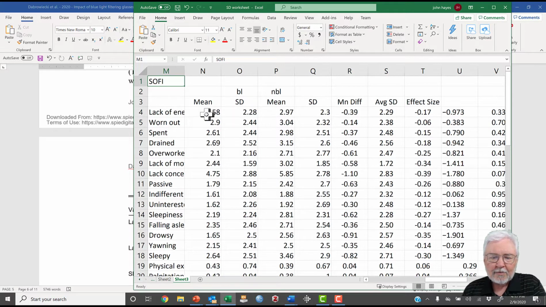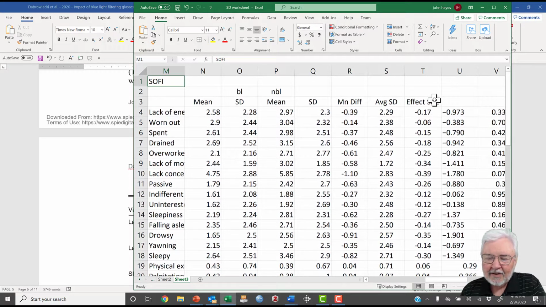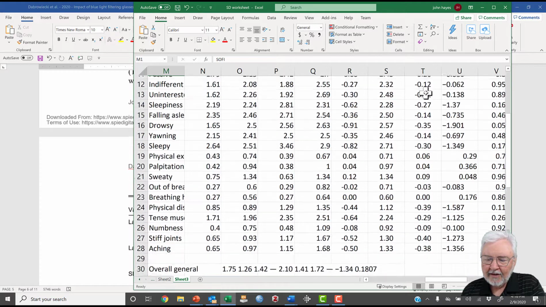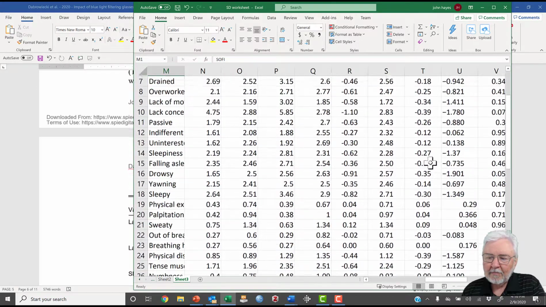The difference between these two means, the 2.58, 2.97. And you take the treatment and subtract the control and you get a minus 0.39. Then the average deviation, 2.28, 2.97, is 2.29. So you divide minus 0.39 by 2.29 and you get a minus 0.17. Now this is the effect size that, if it's clinically relevant in terms of can the patient notice a difference, you want that number to be at a very minimum greater than 0.5. And you go down here and you see that just isn't the case. There are no effect sizes that are greater than 0.5.